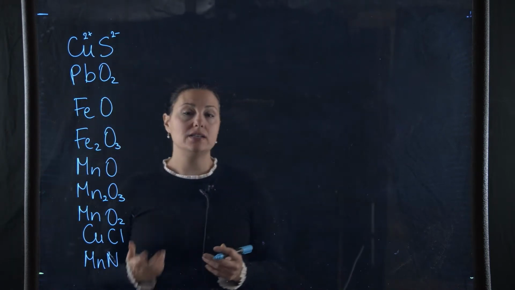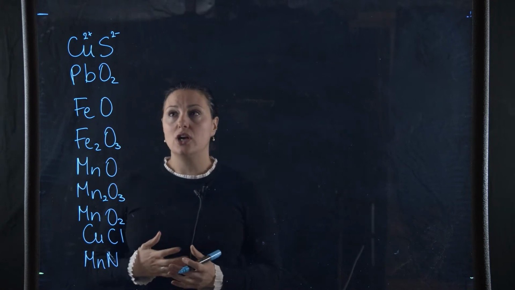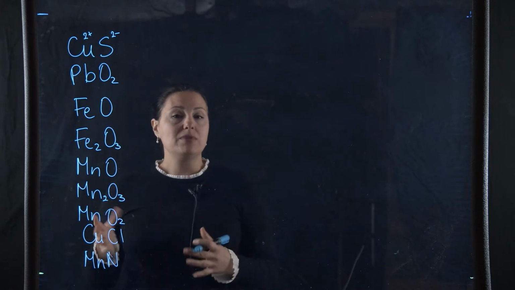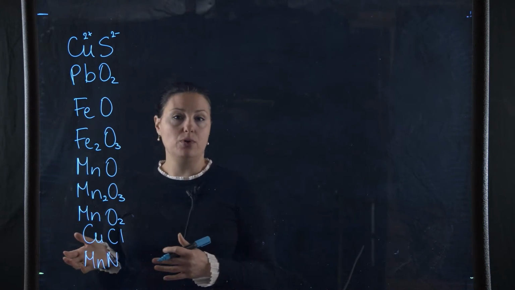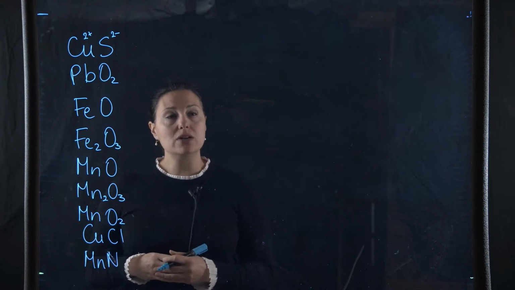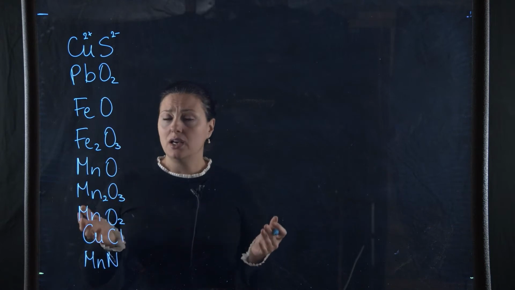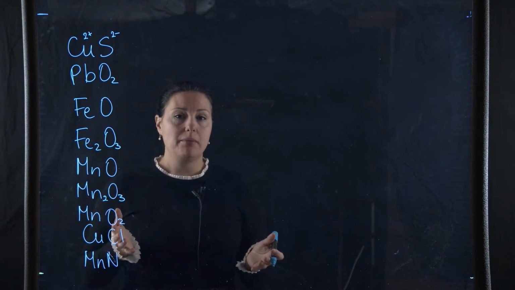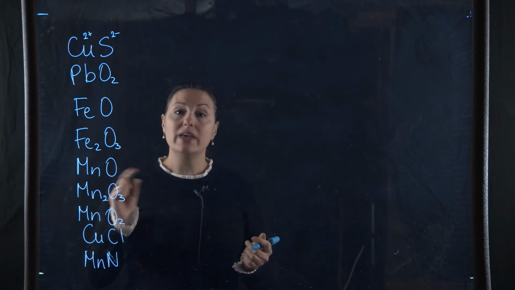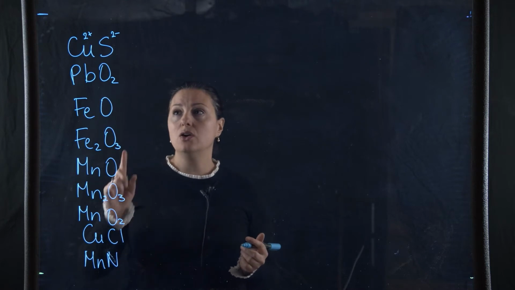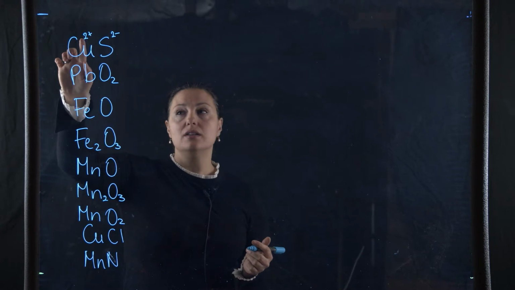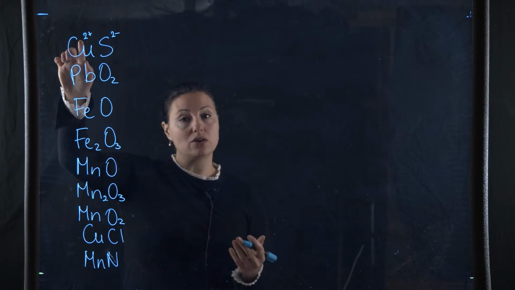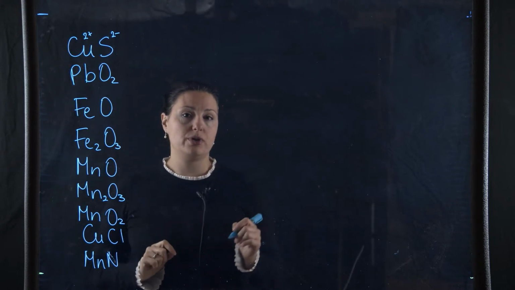Okay. Now that I determined the charge on the copper, I name this just as I did the previous examples when I have metals that form just one type of ion. But we have to do one more thing. We have to specify the charge of the metal in Roman numerals in parentheses.